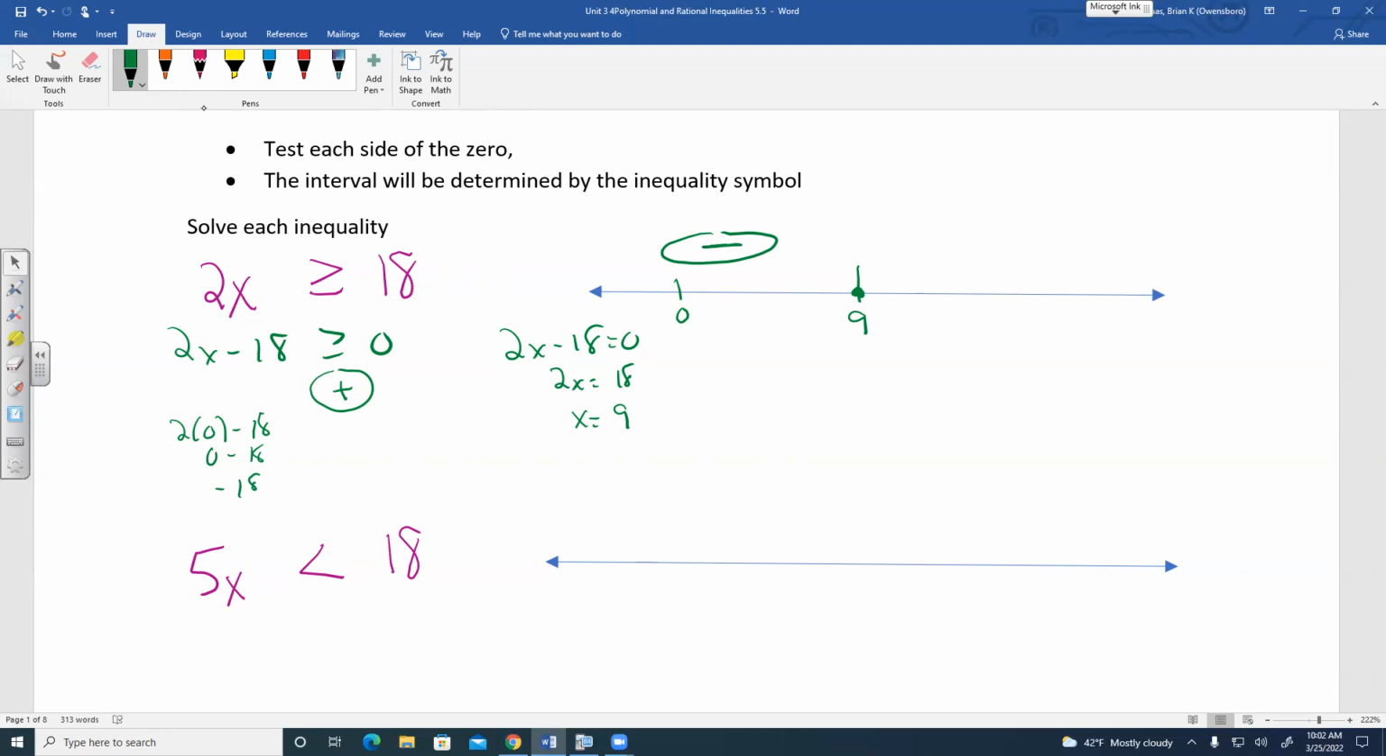Now, if I pick something right of 9, and let's pick an easy number right of 9, I think 10 would be an easy value to pick right of 9. So if I pick 10, that's going to be 2 times 10 minus 18. That's going to be 20 minus 18. That's going to be a positive 2. So when I'm right of 9, I'm getting a positive value. So what we pick up on then in this problem is if I am left of 9, it's negative. If I'm right of 9, it's positive. So as we said, we are looking for this positive value.